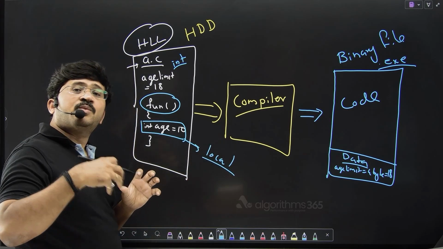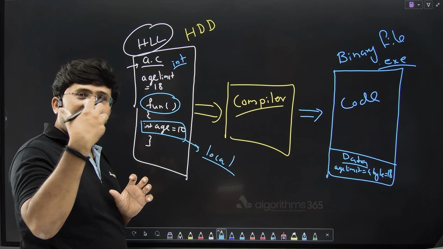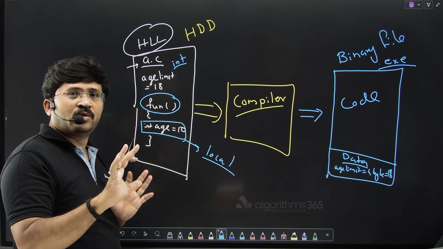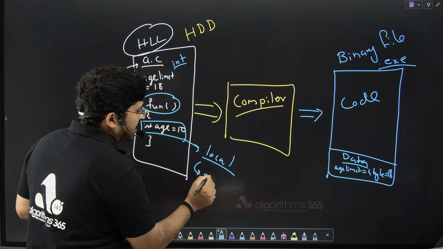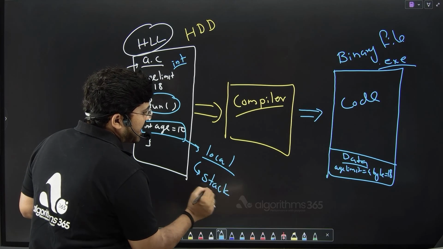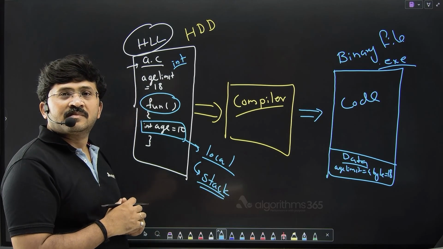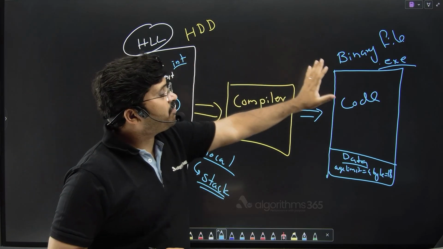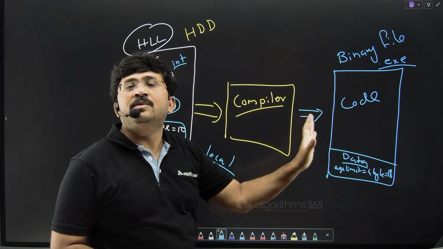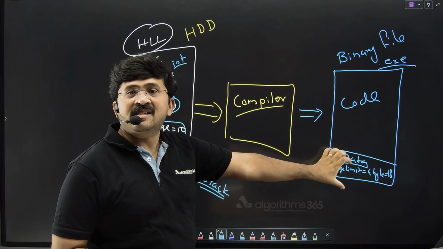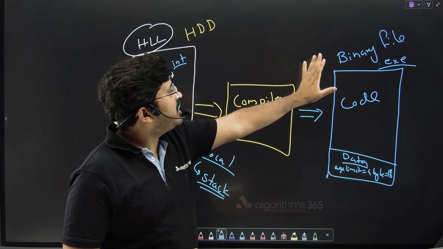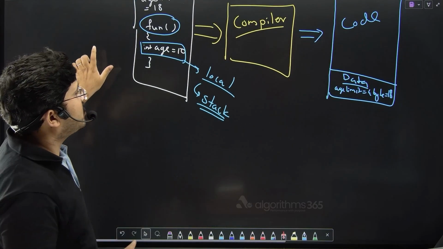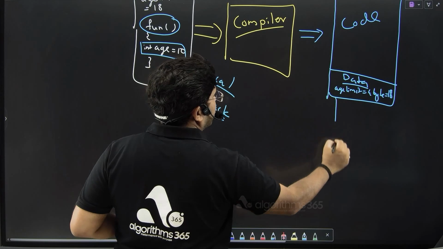The variables which are declared inside a function are local to that function. The memory for these gets allocated in stack memory, or the stack segment. So in this binary file, or in the data segment, there is no information about it. And finally, you take this executable and you double click on it.